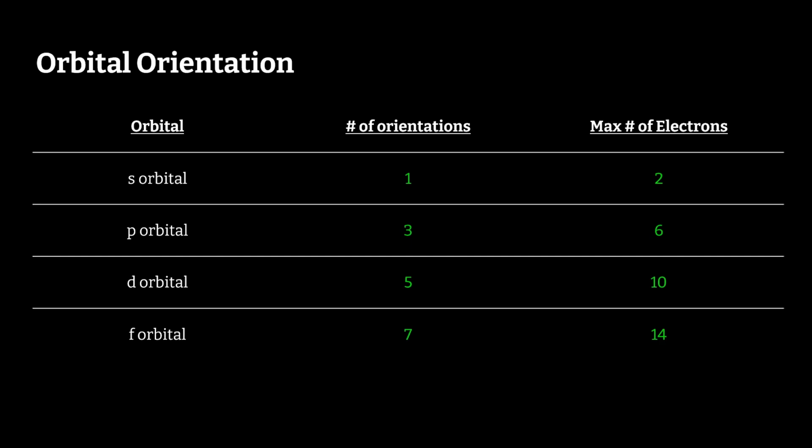The d orbital has 5 orientations to it. Each of those orientations again holds 2 electrons, making the maximum number of electrons 10. And then we have the f orbital, in which case we have 7 orientations. Each of those orientations can still hold 2 electrons, which means we have a maximum of 14.